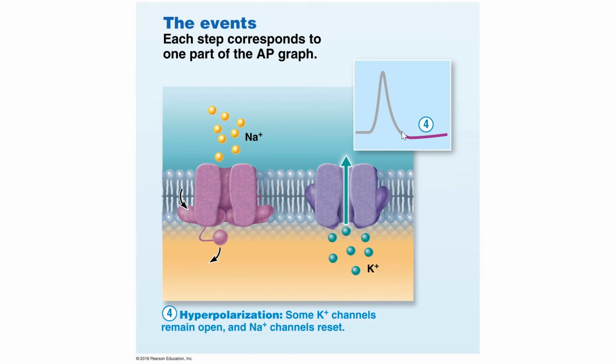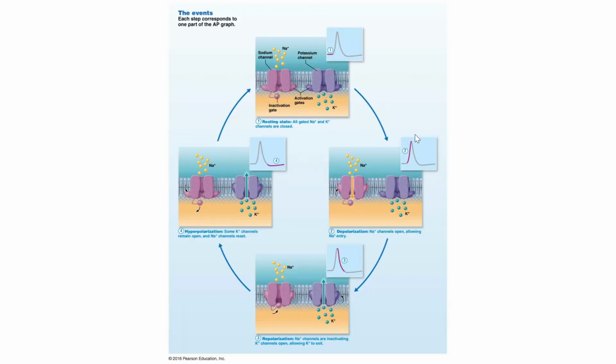Normally there's a little bit of lag between the sodium channels and the potassium channels shutting off. So a lot of times too much potassium will leave, which hyperpolarizes the cell. It makes it extra negative. This could be as negative as -90, or below -70. But eventually, we should get back to the resting state.